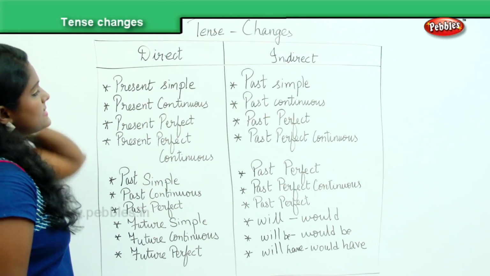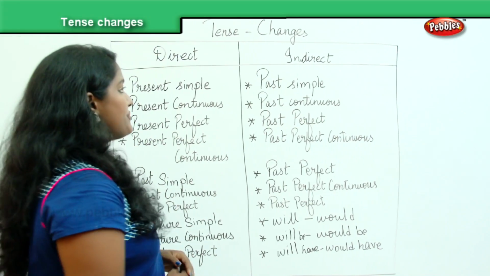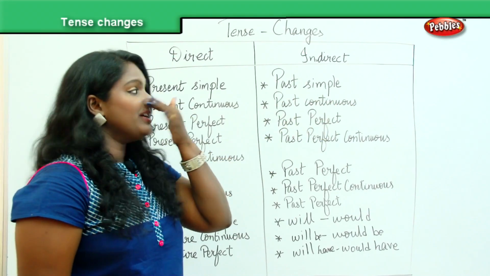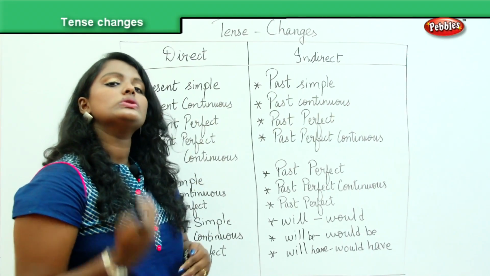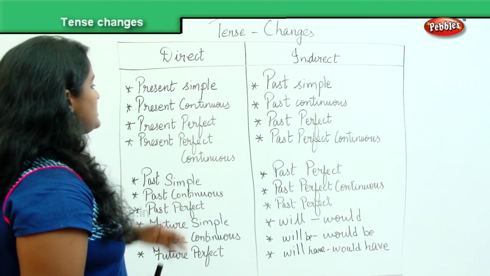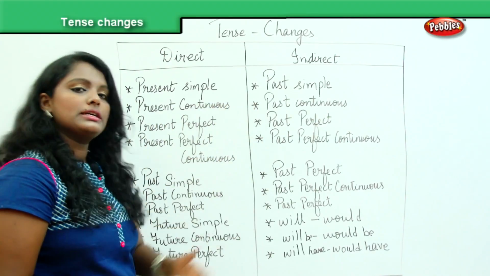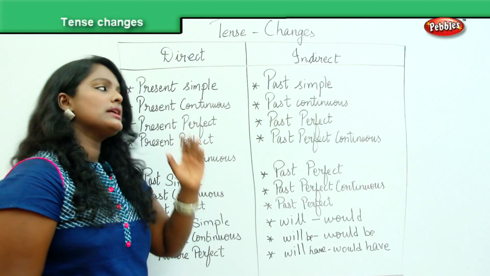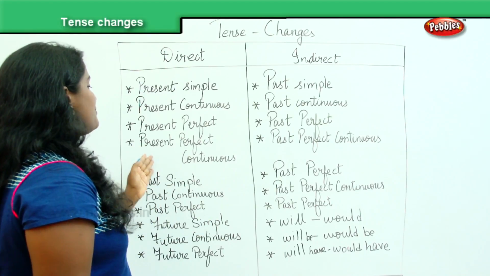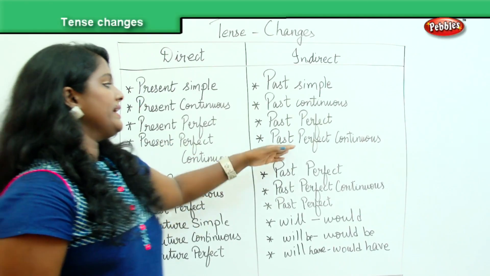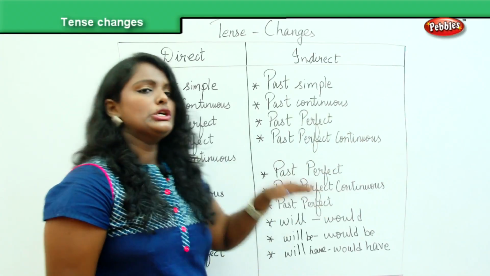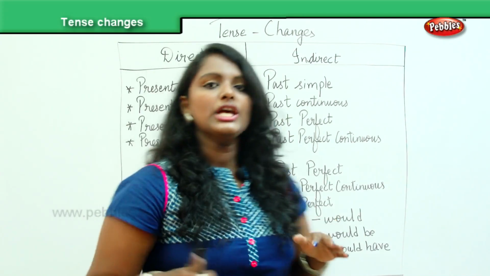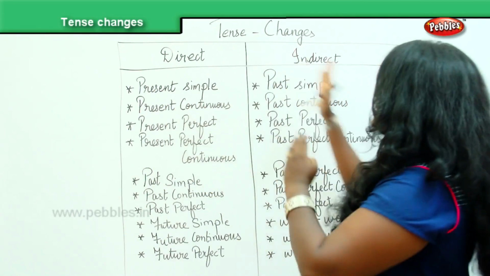So if your direct sentence is present simple tense or simple present tense, when you convert it, ensure that it is converted to simple past tense. If it is present continuous tense, it becomes past continuous tense. If it is present perfect tense, it becomes past perfect tense. And if it is present perfect continuous tense, it becomes past perfect continuous tense. So the first four tenses are very simple to understand, okay? Because if it's in present, it completely becomes past.